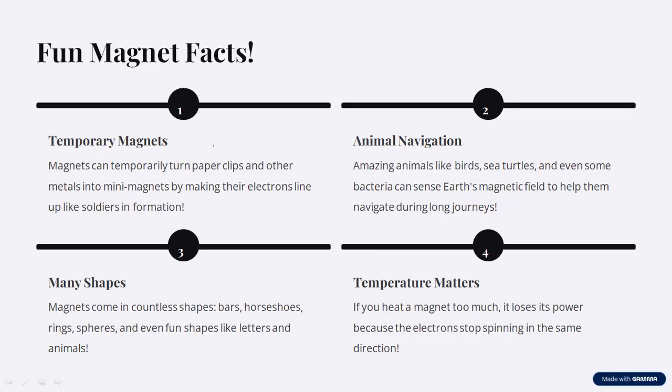Third is the shapes. Magnets come in countless shapes: bars, horseshoes, rings, spheres, and even fun shapes like letters and animals. So I will show you many shapes of the magnet.